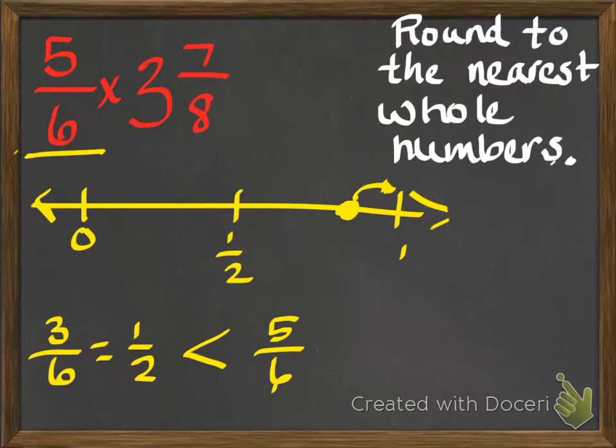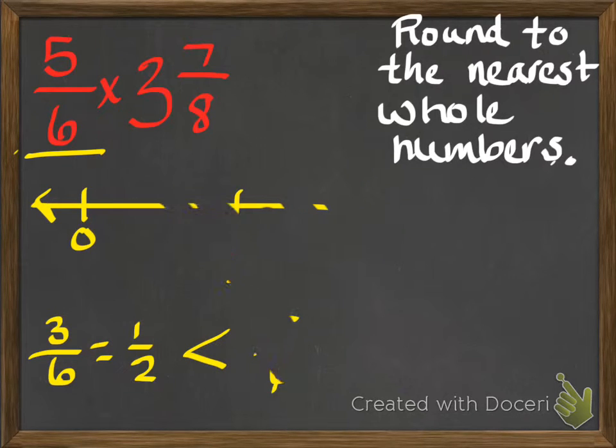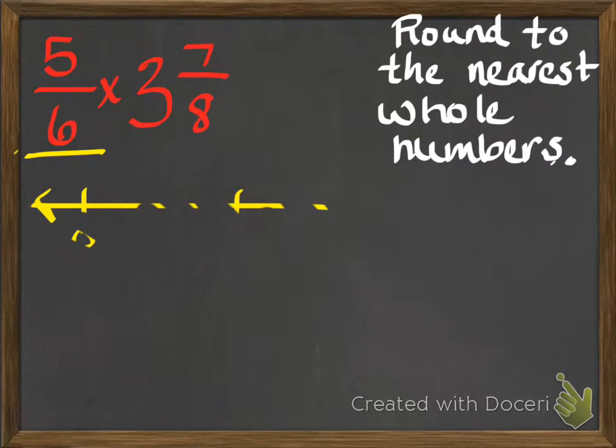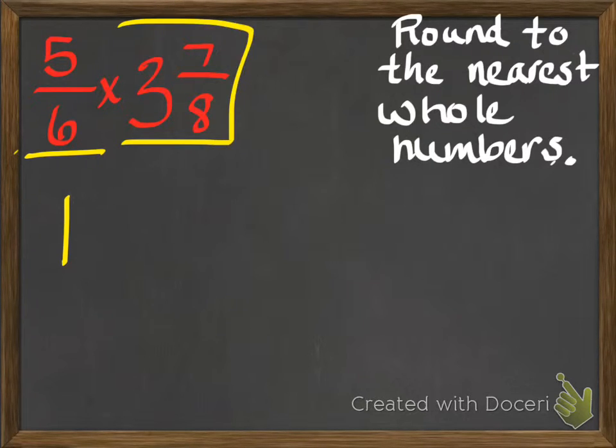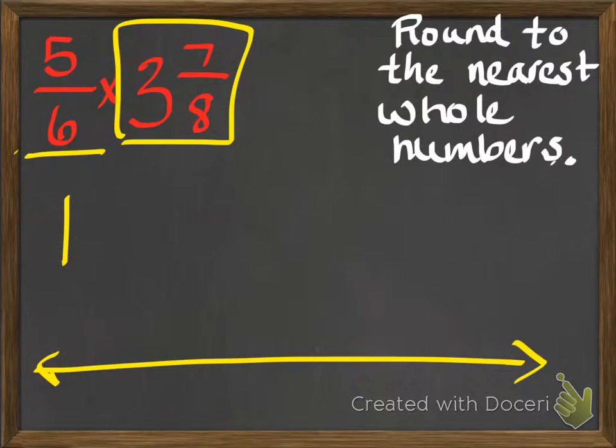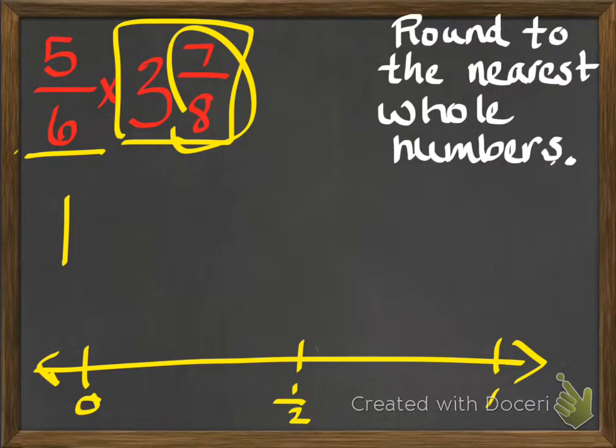Okay, let me erase that. Get that out of the way. So I'm going to round 5/6 up to 1. That's going to be my new whole number. And then I'm going to round 3 7/8 to a number. So I think of my number line. I'm going to ignore the 3 for a second and just think about 7/8. 0, 1 1/2. I know 8/8 equals 1 whole. So 7/8 is probably going to be a little less than that.